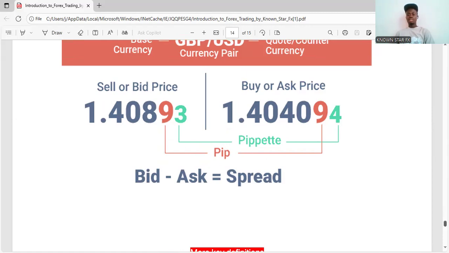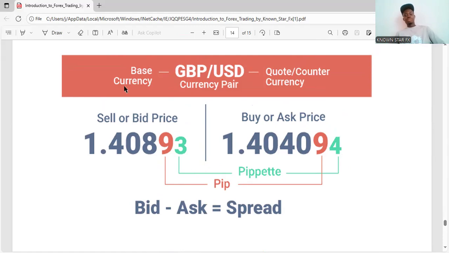Now, look at this example. Great Britain pound was quoted at 1.4089 and a minute 3, and the US dollar was quoted at 1.40409 and a minute 4. You can just call it 4. So this is the bid price, the sell price, and the ask price is the buy price, just like you can see right here. The difference between both of them is the spread.